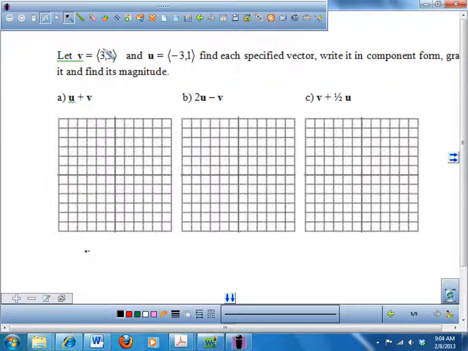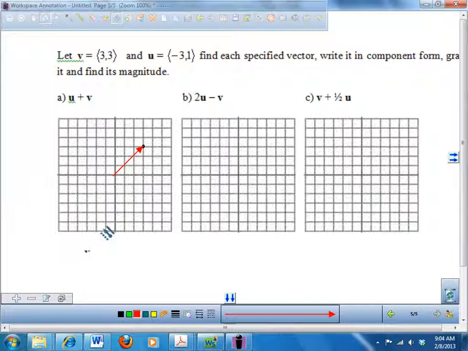So u plus v, to show how to add two vectors. v is the vector starting here, and if I went over 3, 1, 2, 3, and up 3, that would represent the vector v. Usually they make vectors with these lowercase bold letters. That's how they indicate a vector. Okay, so there's vector v. Excuse me, I meant to do u plus v, didn't I? Not v plus u. Sorry, let's fix that.